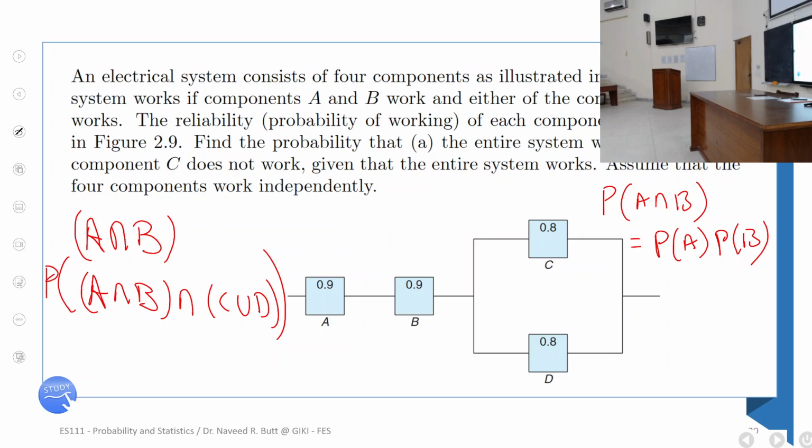Okay? I had already formulated part A for you. What is part B saying? Can anybody explain? The component C does not work given that the entire system works. So what's the next step? So C does not work. So what is given here? The entire system works. And if the entire system is working and C does not work, then D must be working. So think about how you would formulate this.